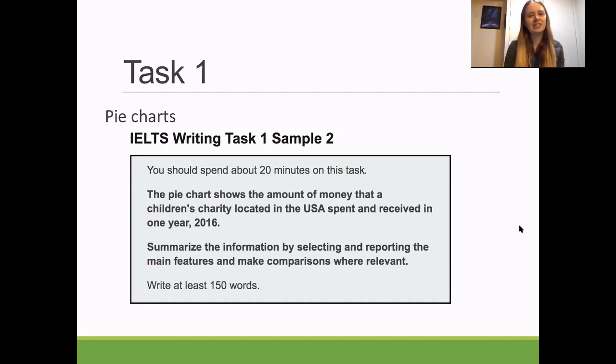So you'll notice that the phrasing of the question is very similar to the phrasing of the question we saw earlier. It gives you a little summary of what the chart is about, and then it says summarize it, talk about the main features, and make some comparisons where relevant. So the question is almost identical.